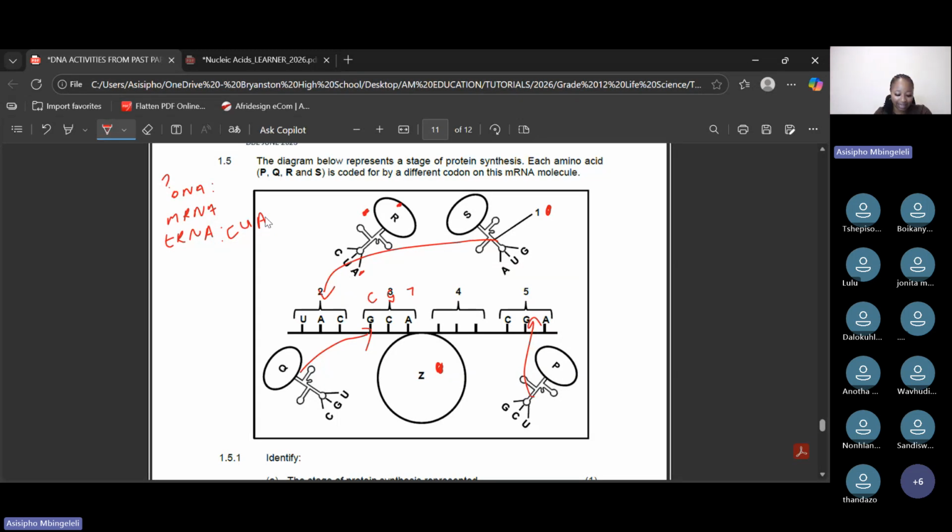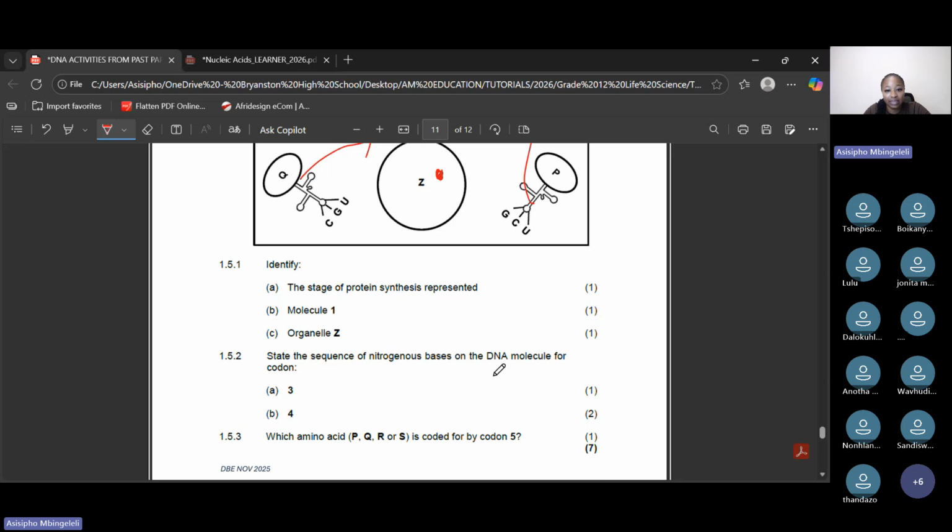So I've done it for you guys. So CUA, the messenger RNA codon there will be GAU, meaning the DNA base triplets will be CTA. CTA is your answer. Wow, we had to work a little bit here.